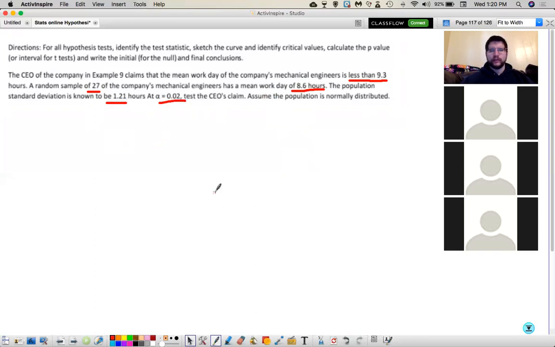There's my alpha. So let's start with our null and alternative hypotheses. H0, H1. So let's see what we got going on. It says that the CEO is claiming that it's less than 9.3. Less than doesn't have equality in it, so it's going into the alternative. That makes our null greater than or equal to 9.3.